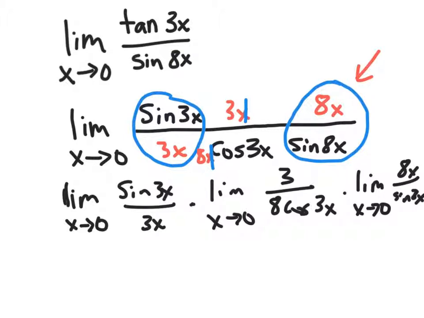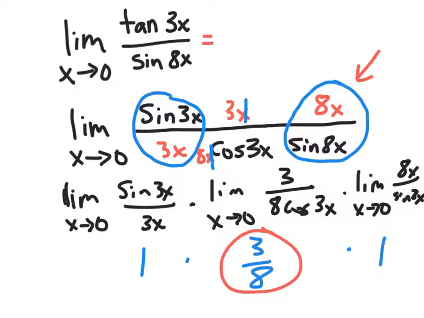Well, we've been studying that the limit as x approaches 0 of sine of 3x over 3x is a 1. That's great news. We've also been studying that the limit as x approaches 0 of this 8x over the sine of 8x is a 1. So we're going to multiply these two 1's on. And then all we really have to figure out is what's the limit as x approaches 0 of the fraction 3 over 8 cosine 3x. Well, when you substitute 0 in for x, cosine 3x is just 1. So this just turns into 3/8. And so what we found is that the value of our limit is really just 3/8.